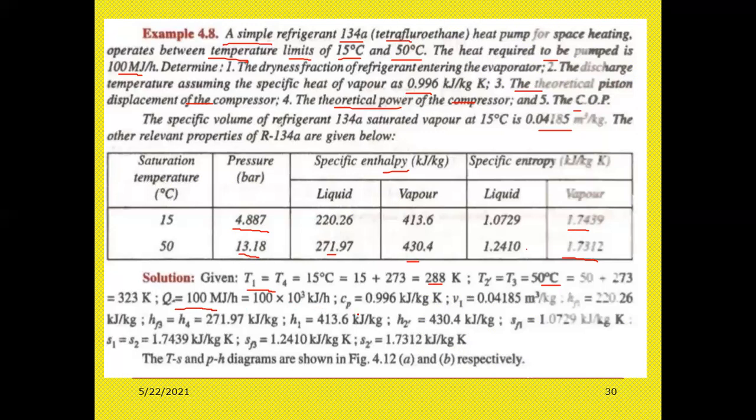Next, what else is given: determine the dryness fraction, the discharge temperature of the compressor, the specific heat of vapor. The specific heat Cp of vapor is equal to 0.996 kilojoules per kg. Next, V1, the theoretical piston displacement, the theoretical power of the compressor, the COP. The refrigerant is R-134a, and the saturated vapor V1 is equal to 0.04.